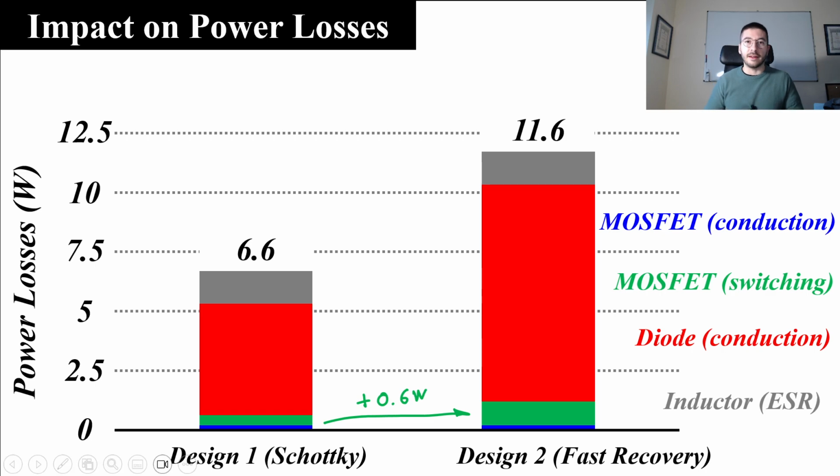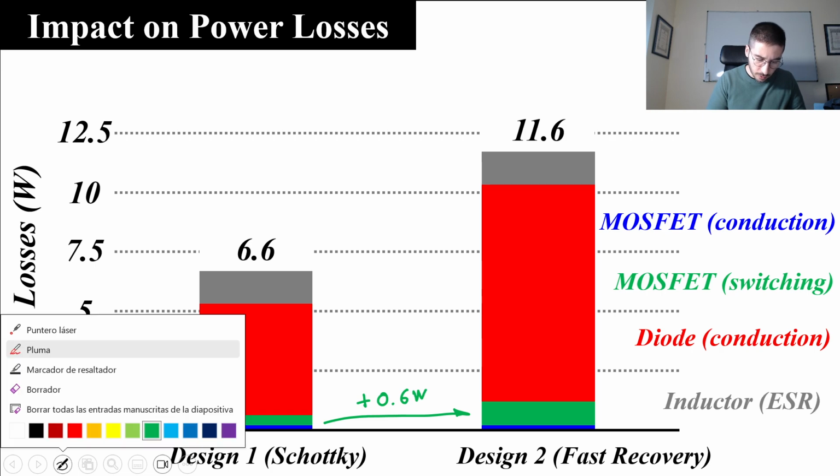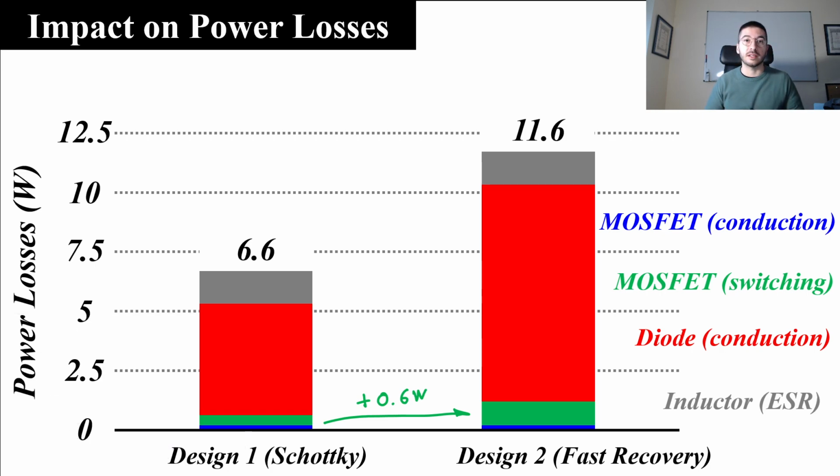0.6 extra watts of power consumption in the turn-on of the MOSFET due to the higher reverse recovery of the fast recovery diode. And then we have another important increase in power losses in the case of the diode conduction losses, because as we saw, the forward voltage drop in the case of the fast recovery diode is much higher than in the case of the Schottky diode. So at the end here we have like 4.4 extra power consumption.